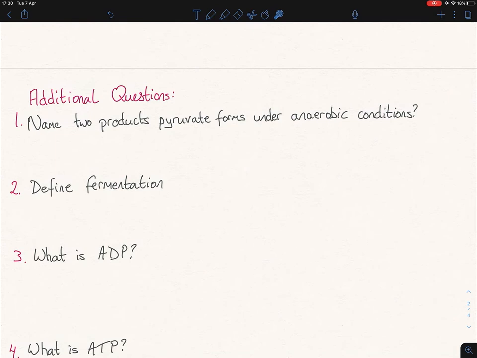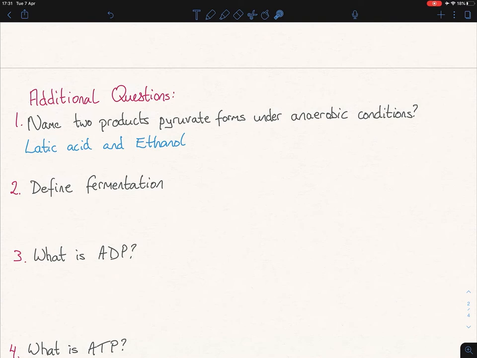First one, name two products pyruvate forms under anaerobic conditions. So what happens to the pyruvate? In step one, glycolysis occurs, and pyruvic acid or pyruvate is formed. What could happen then? Well, if it's under anaerobic conditions, the Krebs cycle no longer takes place. Instead, all you need to know is lactic acid could form, which causes cramps in your muscles, or ethanol could be produced, which is important in the production of alcohol.